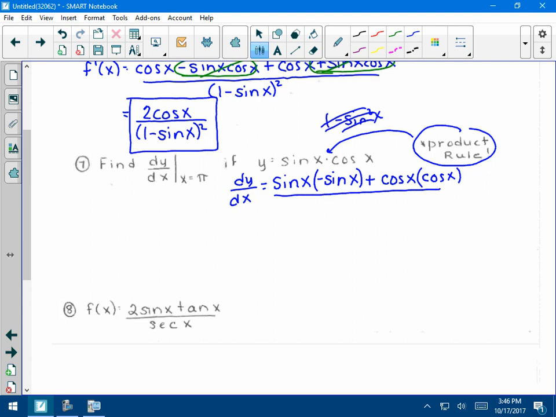Oh, sorry, just kidding. What am I doing? That's it. Okay, so this becomes negative sine squared of x plus cosine squared of x.